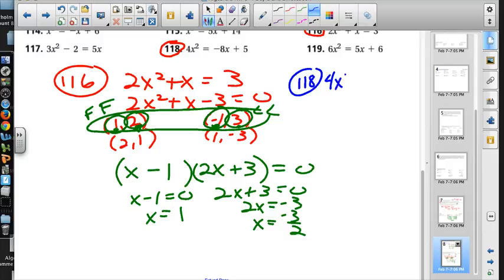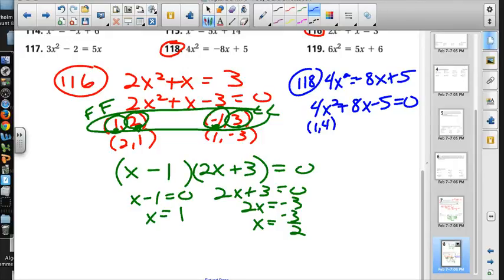Number 118 has 4x squared equals negative 8x plus 5. Let's get it all over to one side. And what we always do is keep that first term positive. So I'm looking for a common monomial factor. There isn't one. In the front I have the 4, so that would be 1 and 4, 4 and 1, 2 and 2. And in the back I have a negative 5, so that's either negative 1 and positive 5 or positive 1 and negative 5.